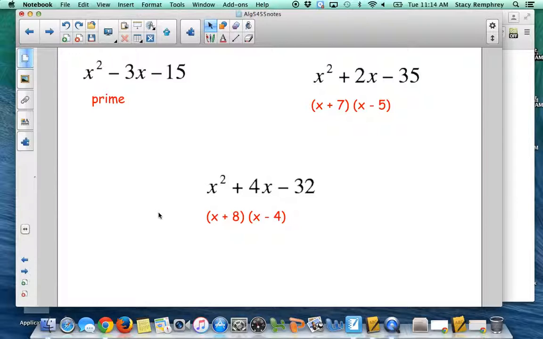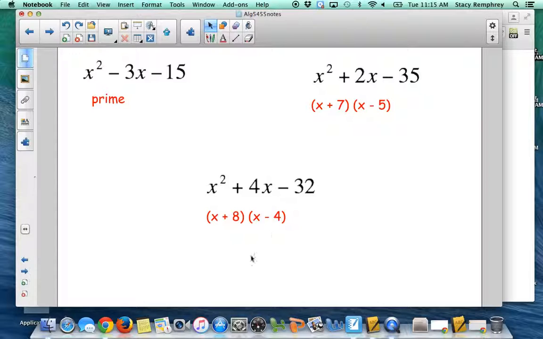These are the answers to this slide. In this one, you may have spent quite a while trying to figure this one out. This one ends up being prime. You're not going to use decimals or anything. The best this can do is 1 and itself. And just like a prime number, like 2 or 7 or 11, its only factors are 1 and itself. So when we can't factor it, we're going to say it's prime. So this is an example of a prime.